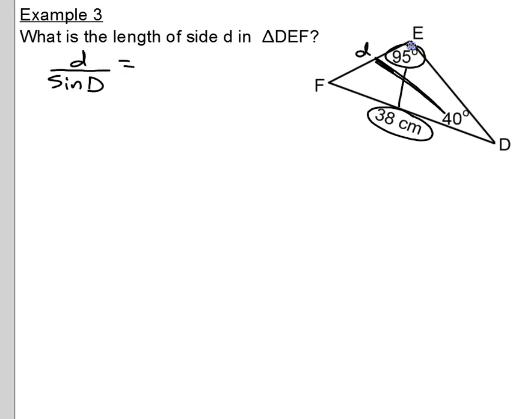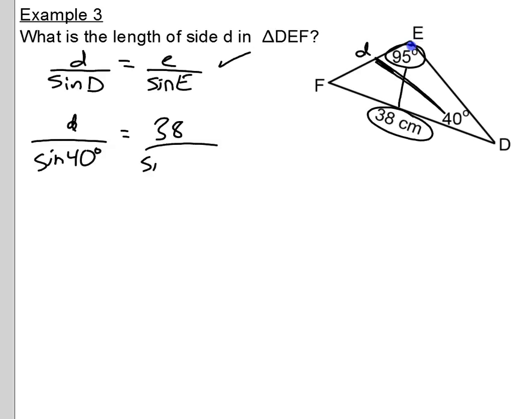We'll write E over sine of E. So write the formula, then write what you know. D is unknown, sine of its angle, sine of 40 degrees. E is 38 centimeters, its angle is 95. Okay, now just take note here, we looked at the trig ratios of obtuse angles. So sine of 95 degrees, you don't have to panic and think, oh boy, what am I going to do with sine of 95? Is it going to be positive or negative? It'll be positive.